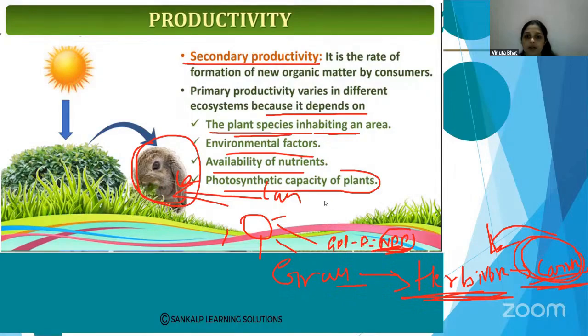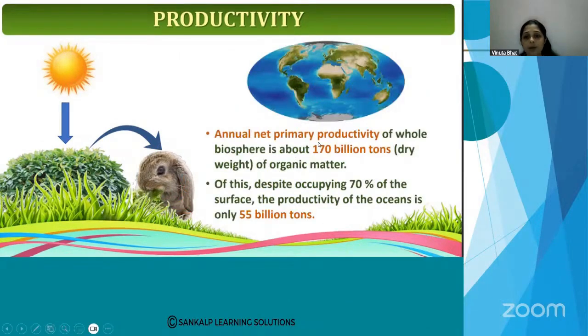Next one. Annual net primary productivity of the whole biosphere is 170 billion tons. That is the dry weight. Of this, despite occupying 70% of the surface, the productivity of the ocean is only 55 billion tons, compared to the terrestrial area.